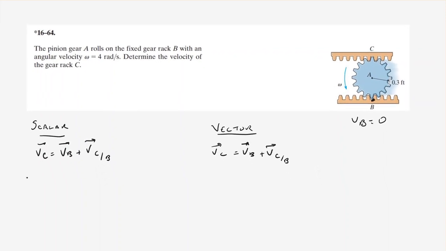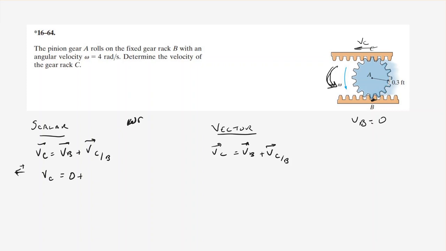So we have to pick a direction for being positive. Let's say left is positive, just to be different. I don't know what v sub c is, but if b is fixed, as this gear rolls counterclockwise, it's going to push this way. Everybody agreed? So v sub c is going to go to the left. V sub b, since it's fixed, is 0. And remember that v, by definition, is omega r.